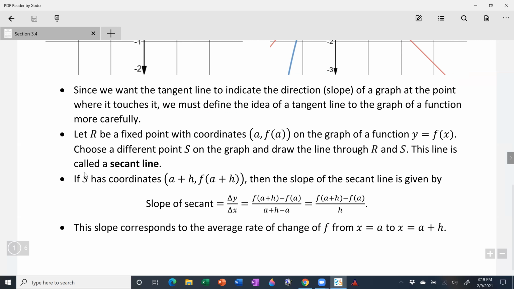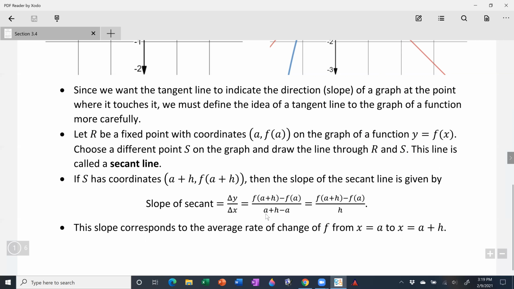Okay, and then we want to make sure that S has coordinates that are related to the first point R by just adding h to the x value. So we're going to say that S has coordinates a plus h, f of a plus h. Starting with some a value, just go h off to the side, some distance h. Then the slope of the secant line is going to be given by literally just the change in y divided by the change in x, which is, hey, guess what? It's that average rate of change formula that we've worked with in the past. And since we can work this out, this is y2 minus y1 over x2 minus x1.